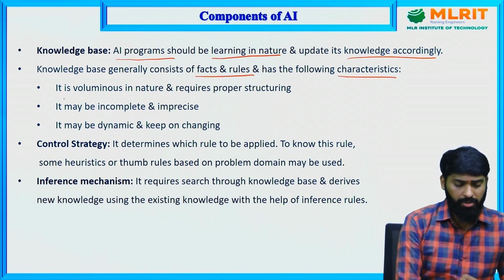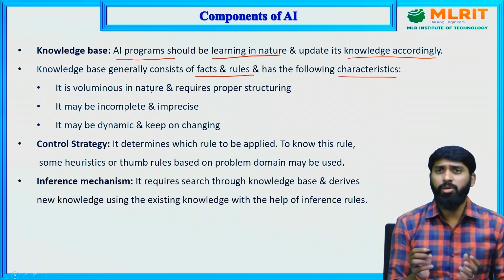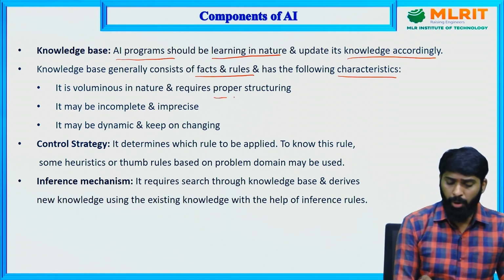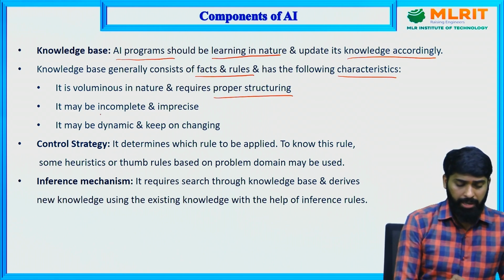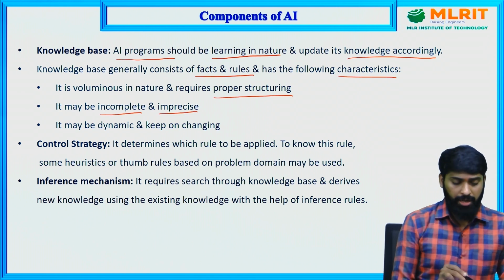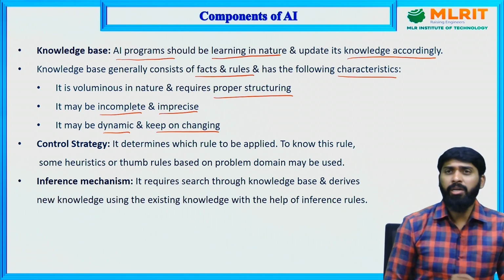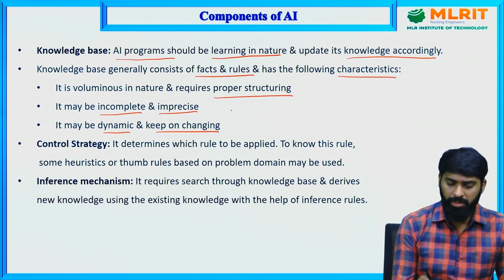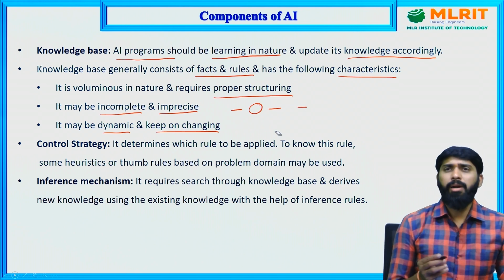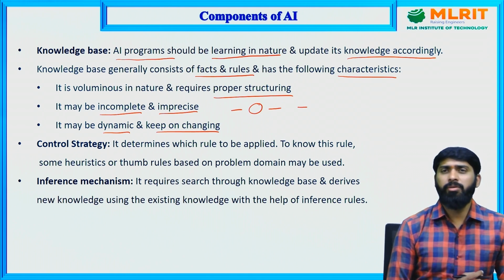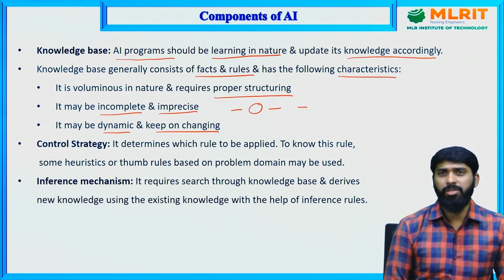One is it is voluminous in nature. Voluminous means a huge amount of data and requires proper structuring. It may be incomplete and imprecise. It may be dynamic and keep on changing. Incomplete means sometimes the data we are giving is without filling a particular field, and some data will change dynamically. For example, if you develop any autonomous vehicle, it follows some rules, and maybe the rules may change. So it may be dynamic and keep on changing.